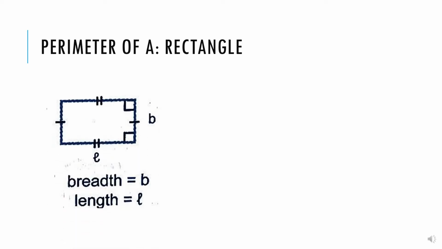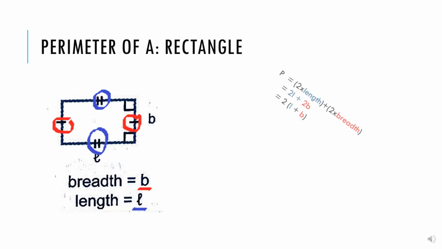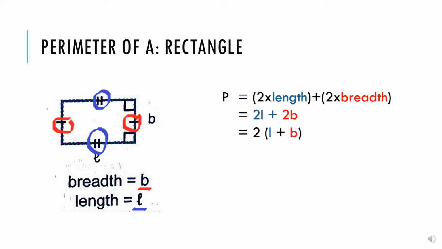A rectangle is slightly different, where the opposite sides are equal in length, and they also meet each other at 90-degree angles. So to get the perimeter, we take 2 times the length plus 2 times the breadth. It's also represented as 2L plus 2B, or we can say 2 times (length plus breadth).